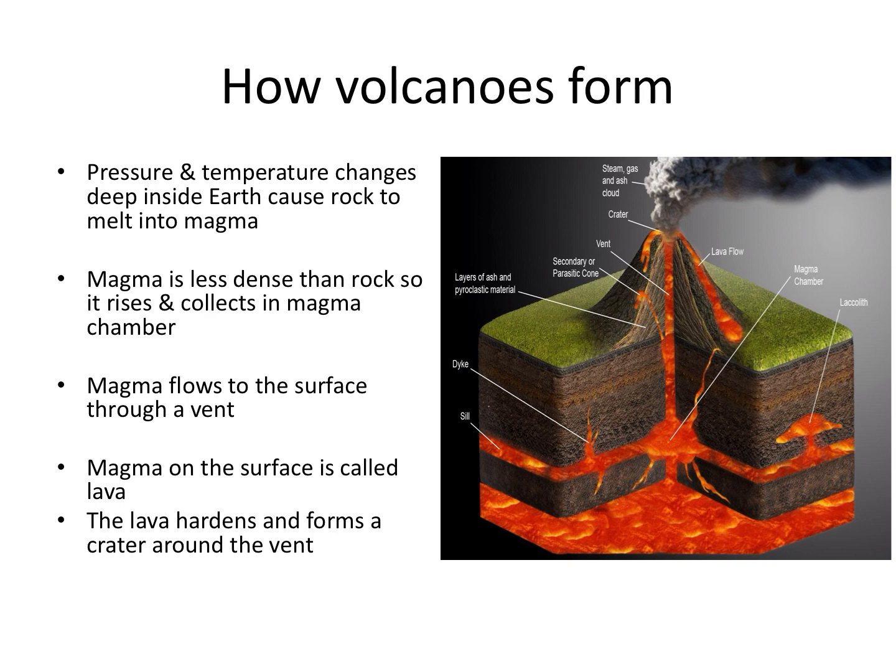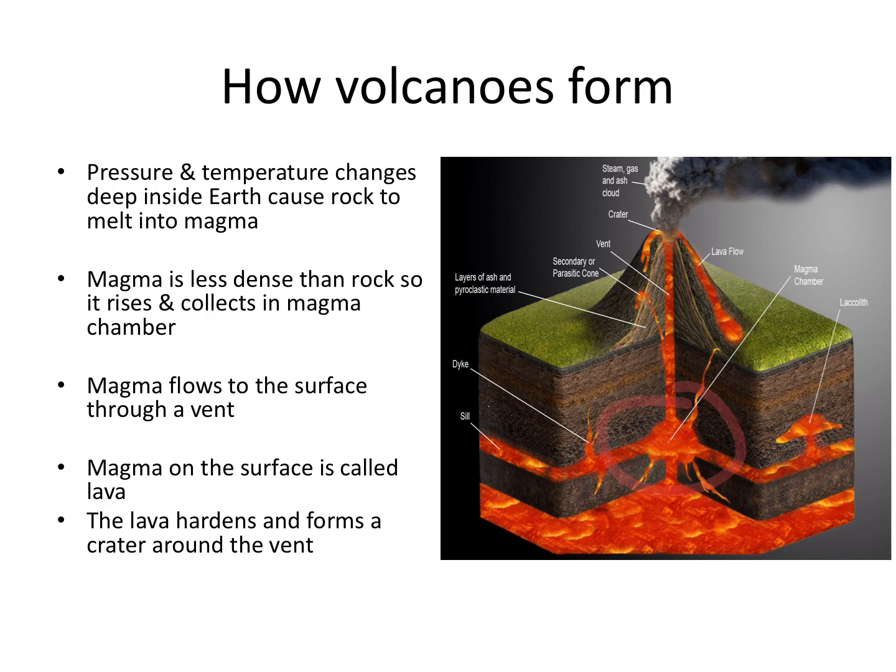How do they form? Well, pressure and temperature change deep inside the earth that cause rock to melt into magma. When it is less dense than rock, which it is, it rises and collects in the magma chamber. As you can see here, there is a chamber, and we know a chamber in humanities class defines a room. So it looks like a little room, or a big room in this case, underground.